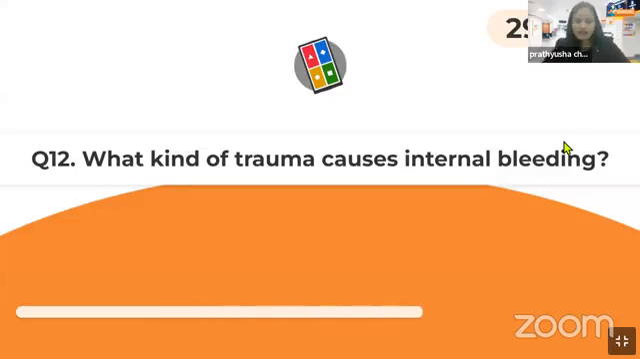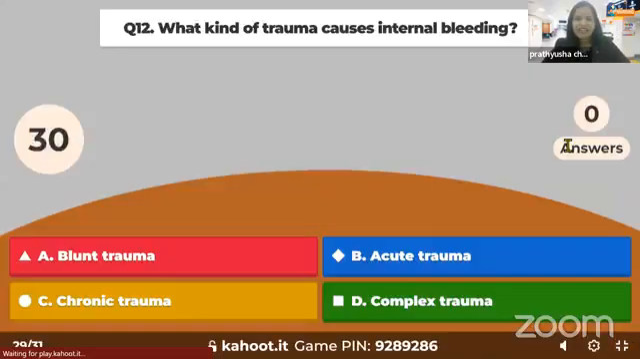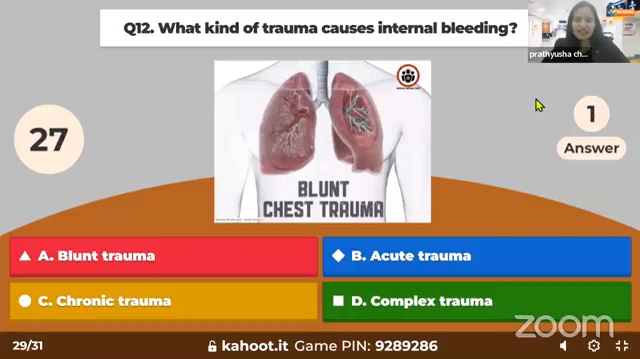So now the last question for this quiz. I hope we have come to the end of this, but still make sure that you are the fastest finger first. The question is asking you what kind of trauma causes internal bleeding. What kind of trauma causes internal bleeding? Options: option A, blunt trauma; option B, acute trauma; option C, chronic trauma; option D, complex trauma.